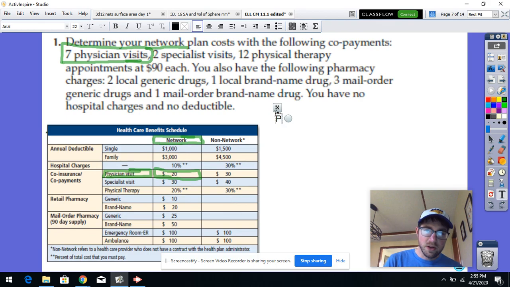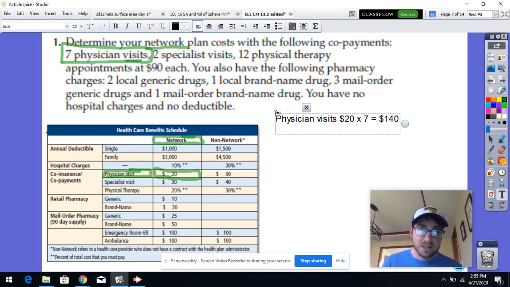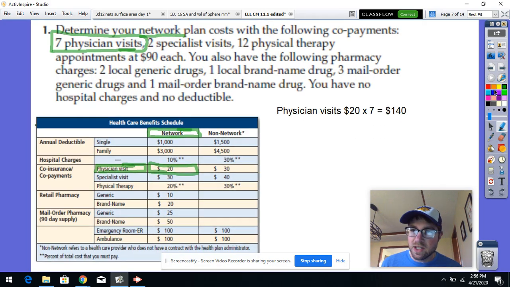So I'm going to make a few notes as I go here. Physician visits cost $20, and there were 7 of them. So altogether, that would cost $140. Right after that, there are 2 specialist visits, which is in the same broad category. But right down here, it says that specialist visits are going to be $30 each.